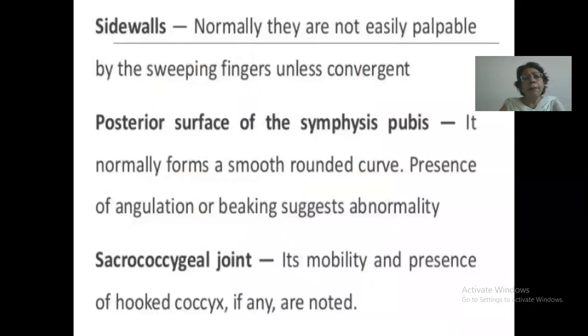Now the side walls are palpated by sweeping the fingers, unless convergent. Posterior surface of the symphysis pubis is normally a smooth rounded curve. Presence of angulation or beaking suggests abnormality. Then the sacrococcygeal joint. Down below, it's mobile, and the presence of hooked coccyx, if any, is to be noted, because during labor, second stage of labor, the coccyx goes back and the baby is delivered. And if the coccyx is fixed or ankylosed, then there may be difficulty in the outlet when the baby is delivered per vagina.